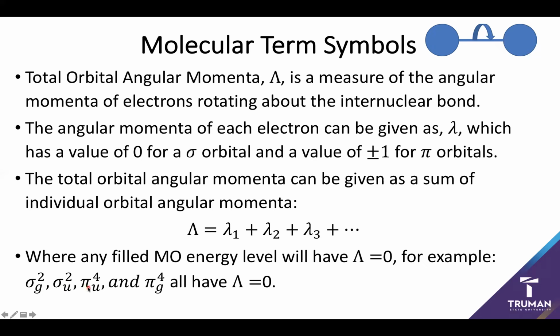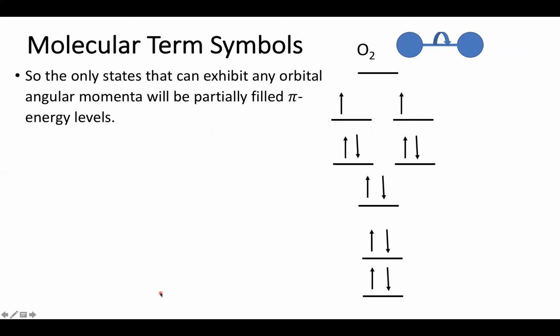Now for the pi bonding, this gets a little bit more fun, because two electrons are going to be moving clockwise and two are going to be moving counterclockwise. So I have a +1 +1, but I also have a -1 -1, and everybody cancels out. And the same thing for the anti-bonding orbitals. So if I've got a full shell, I'm doing just fine. And it's worth noting that the only states that are going to exhibit any orbital angular momentum will be partially filled pi orbitals. But it turns out not even all of them will exhibit orbital angular momenta.